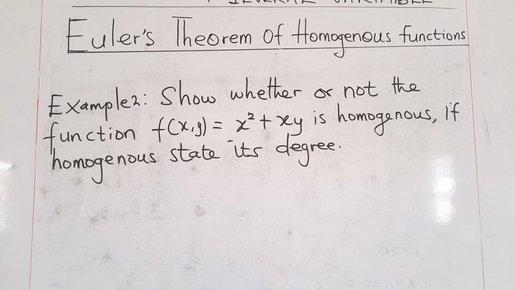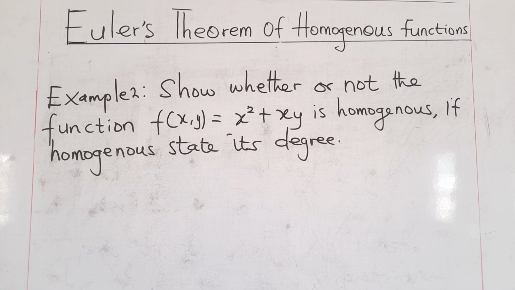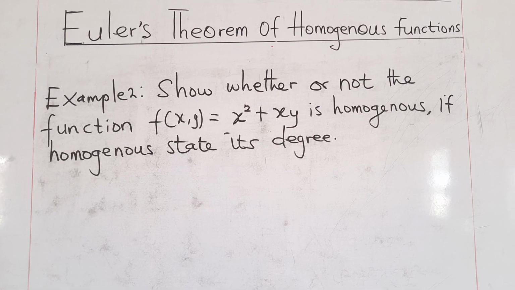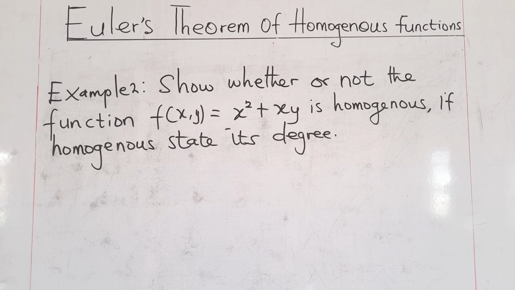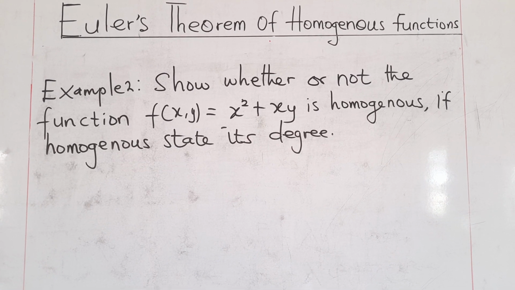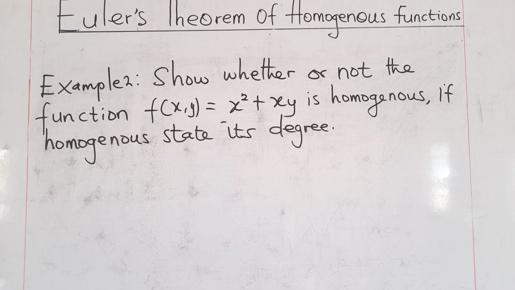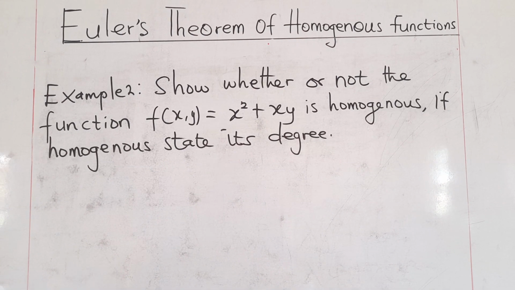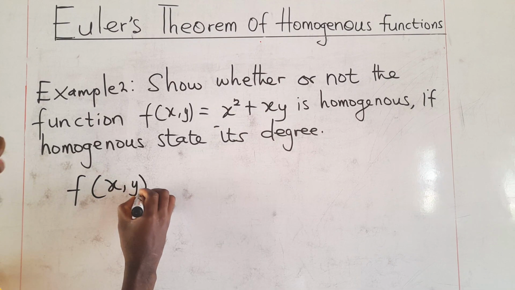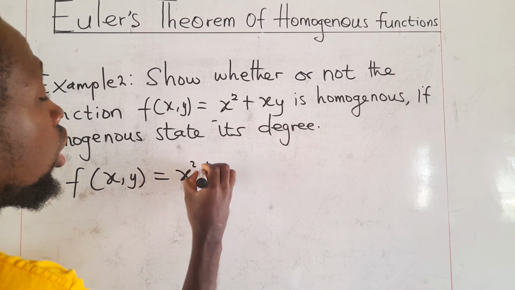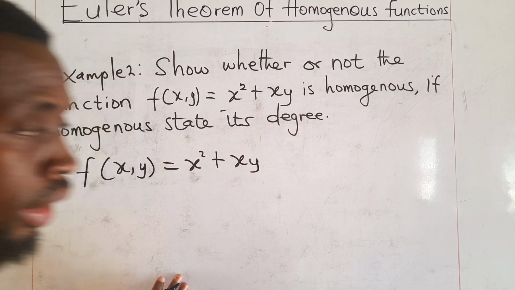It says show whether or not the function f, which is dependent on two variables x, y, equal to x squared plus xy, is homogeneous. If homogeneous, state its degree. Okay, so what do we do? Remember the function f dependent on x and y is equal to x squared plus xy.